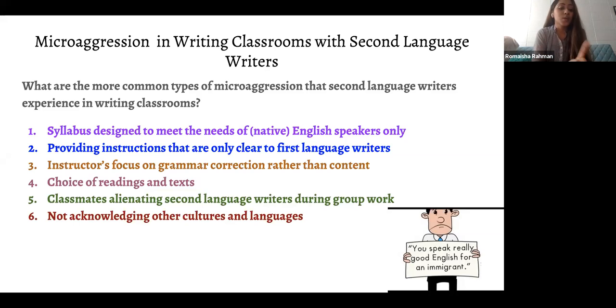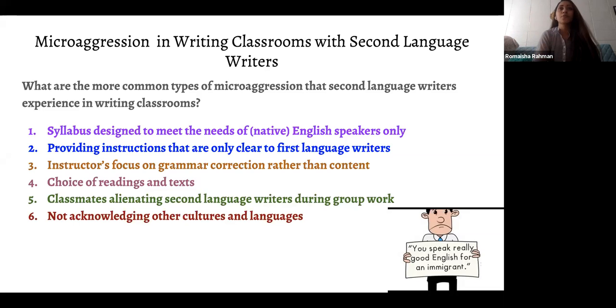Now, speaking of language, I want to talk about the second point, providing instructions that are only clear to first language writers. Because being a writing tutor for so long, I have seen a lot of second language writers, or mostly international students, who do not understand most of the idioms. So when you're providing instruction in the classroom, and you use that kind of language, they automatically get fixated on those idioms, and they cannot catch anything when you speak further.